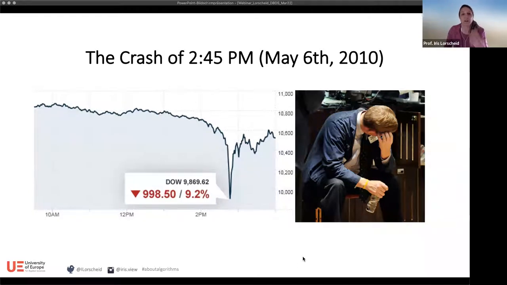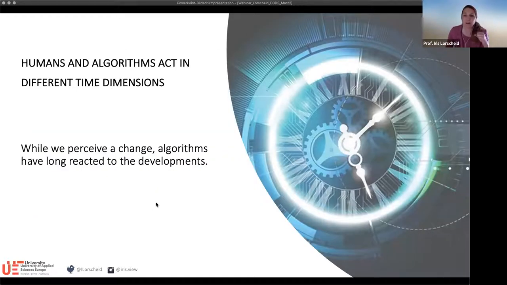And why do we consider this and why do we discuss this in our data science, big data and analytics class? We need to be aware of that. We need to be aware when we build these digital products that they respond to customer requests and act with each other so fast, in so little time for us, that while we perceive a change, algorithms have long reacted to the developments. So alongside our lecture, we are always talking about what is possible, what can be done, what are our limits, and what we need to take care of because we have humans who interact with these algorithms.